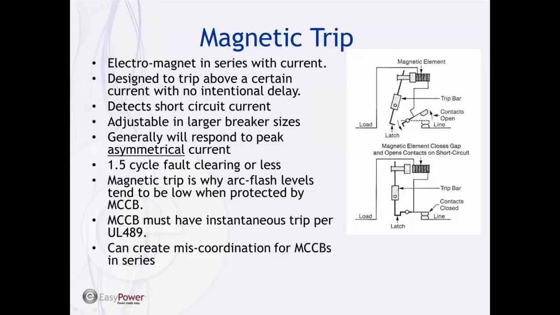And eventually, if the current's high enough, there's enough force created by this electromagnet that it's going to pull this element in, which causes the breaker then to trip. The last latch is released and the contacts spring open. So this basically will not trip until you get above a certain current, and then it trips immediately with no intentional delay. So its purpose is really to detect faults, short circuits of high magnitude.